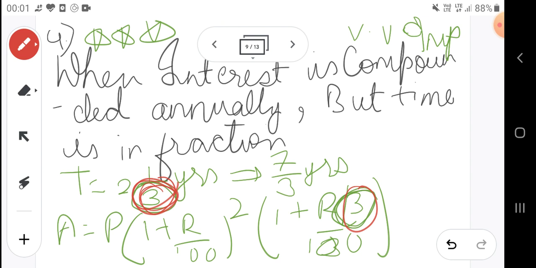Okay. So what is the formula? I repeat this formula. Amount equals principal 1 plus R upon 100 square bracket, 1 plus R upon 3 upon 100. Now why I have taken 3 is due to this denominator. Okay.